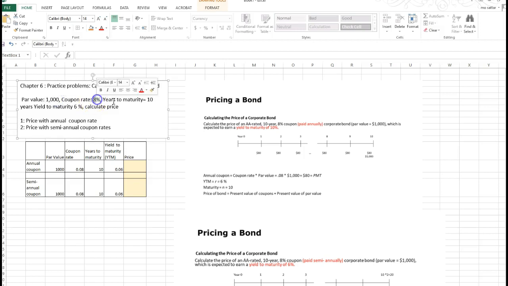Coupon rate is 8%. Number of years is 10 years. Yield to maturity, which basically means a return, is 6%. We're going to calculate the price, right? So let's look at it.